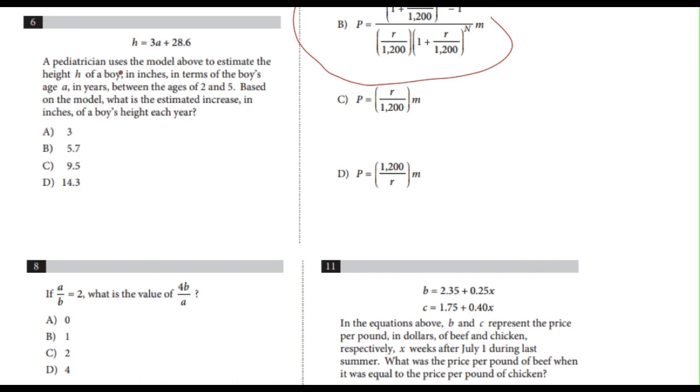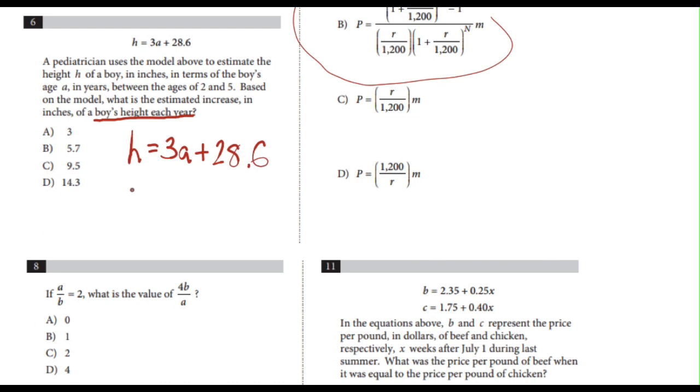Six, a pediatrician used the model above to estimate the height h of a boy in inches in terms of the boy's age a in years between the age of 2 and 5. Based on the model, what is the estimated increase in inches of a boy's height each year? So when we look at this model, we have h equals 3 times a plus 28.6. And they're asking us what is the number that represents how much the boy's height will increase each year.